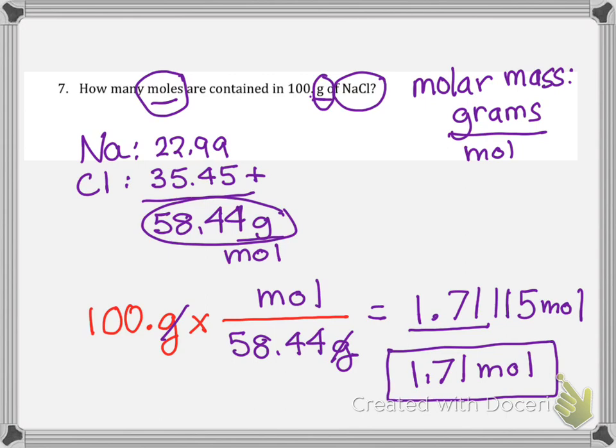So looking at this, I can make a generalization. If I have grams and they're asking me to find moles, I would have to divide by the molar mass. So I'm dividing by the molar mass when I go from grams to moles.